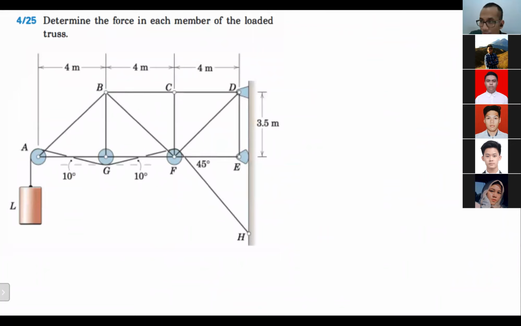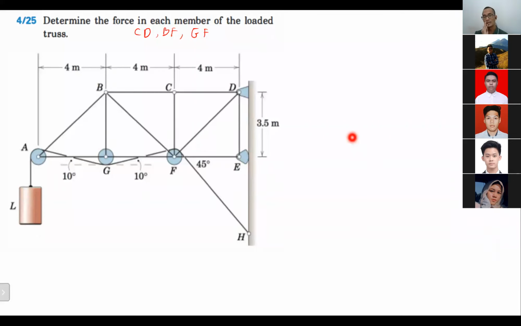The previous one we have discussed for quite a while, so I think we will try with this one. For this one, the one in question is member CD. Member CD, member BF, and member GF.